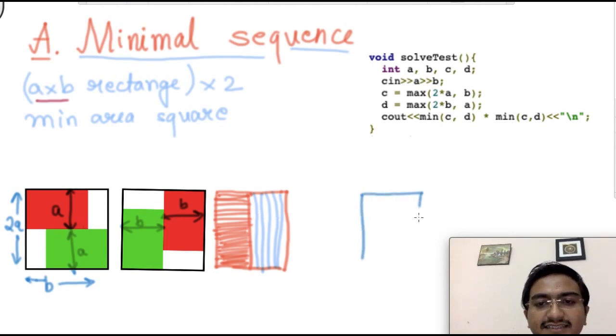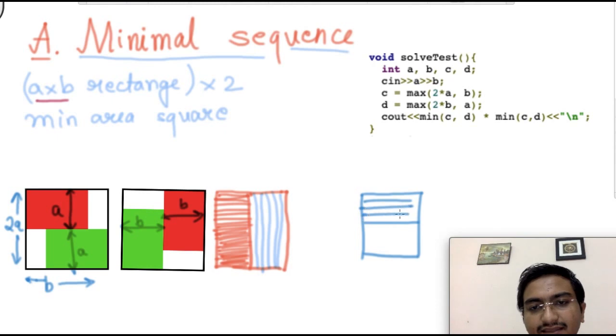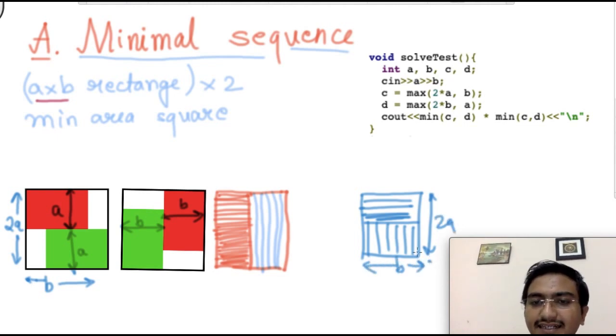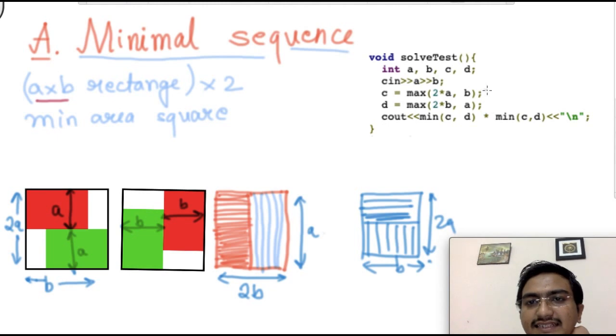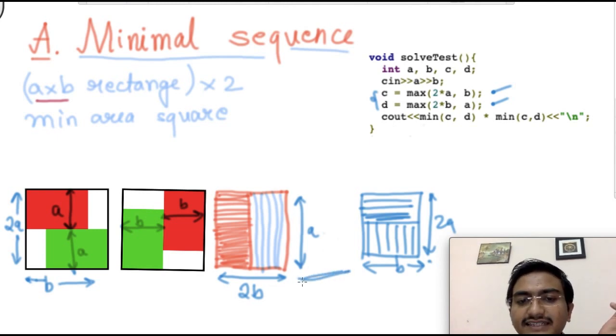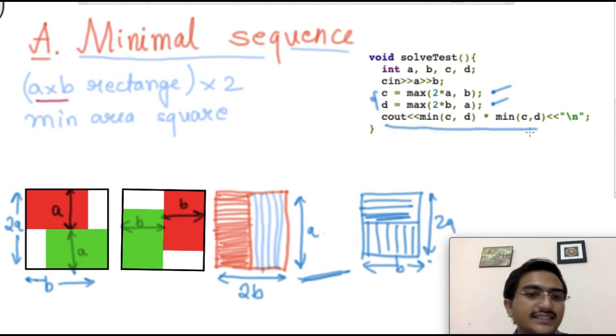But what happens if I put the rectangles like this? This is 2A and this is B. So this is one kind of square, and the other one, the minimum possible one, is like this, where I have the side as 2B and the other length as A. So I'm just calculating the maximum of 2A and B, and the maximum of 2B and A. Then I take the minimum of C and D, which of these two configurations results in a minimum area square, and I output that. So this was easy, right?